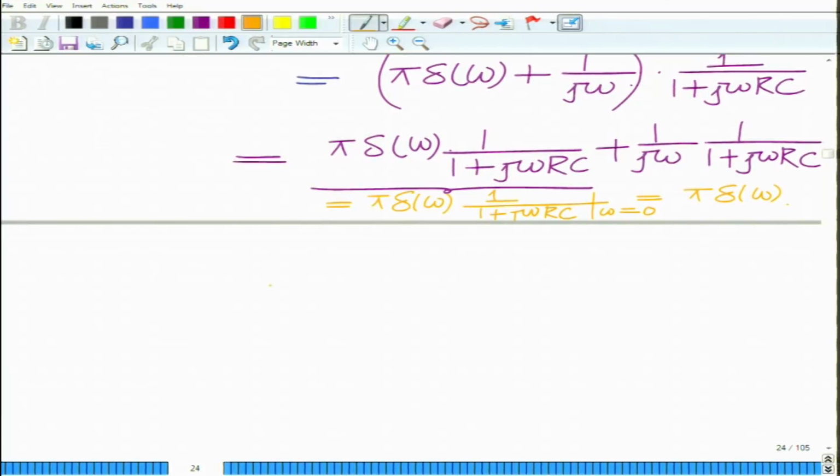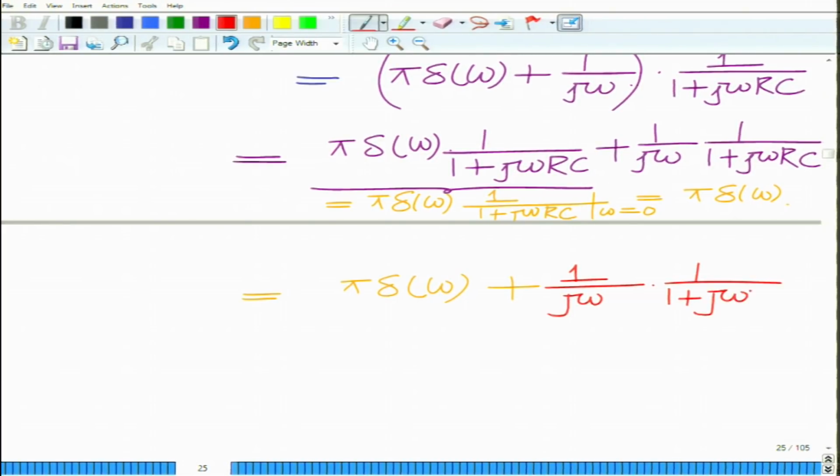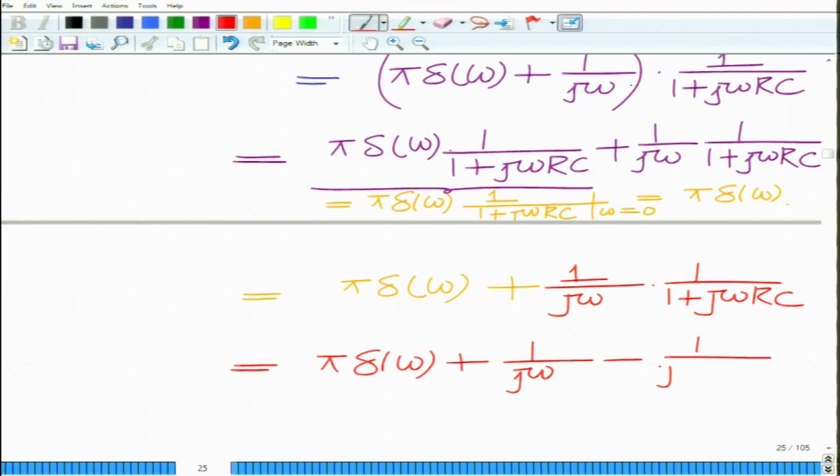So, you look at this, you can convince yourself that the first term is simply pi of delta omega, plus the second term, which is 1 over j omega into 1 over 1 plus j omega RC, which is pi of delta omega plus 1 over j omega minus 1 over j omega plus something. Now, I can use the partial fraction expansion for this.